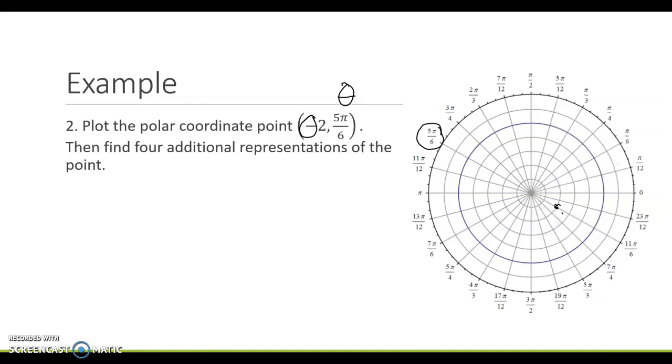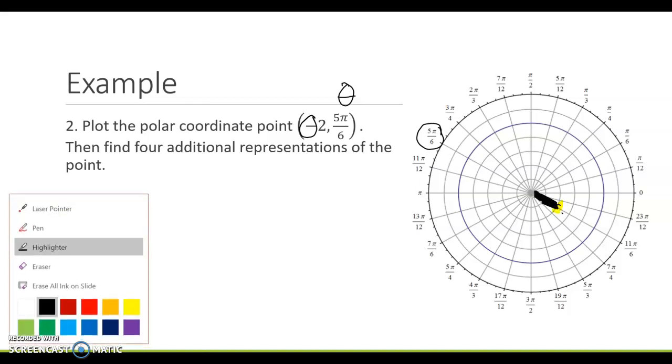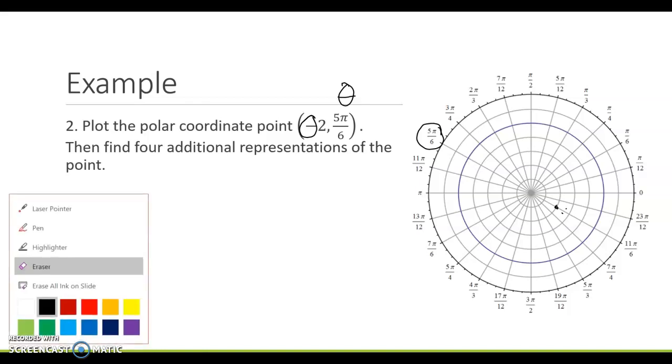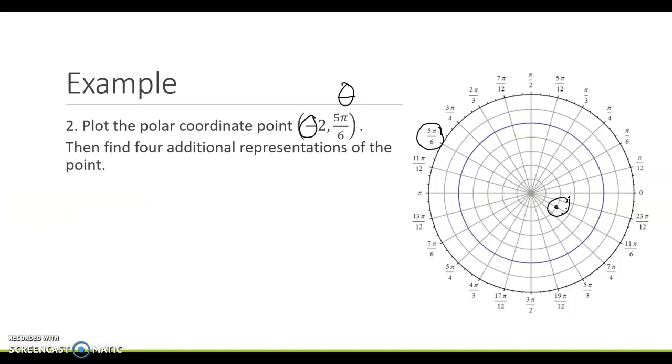And my program doesn't like me making dots, so let me get a highlighter and try to highlight. So there's my point right there, okay? And again, you can draw a little line to it if you want, but you don't have to. Get back on my pen. And so there's my point there, negative 2, 5 pi over 6. Erase that big line so you can see it a little bit better. Okay, so there's my point.